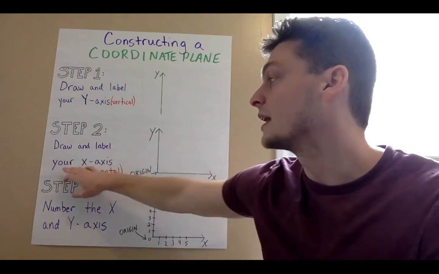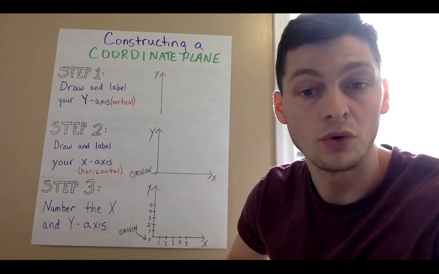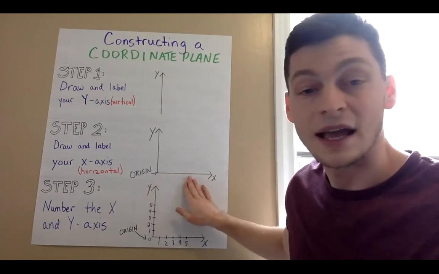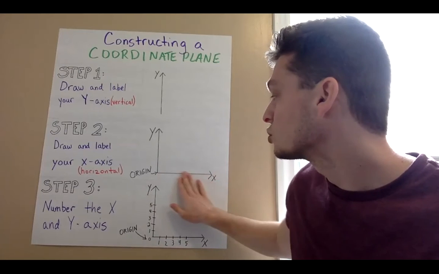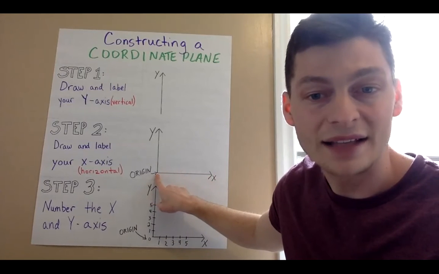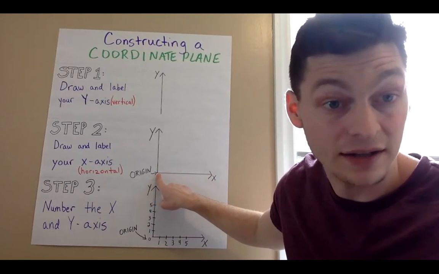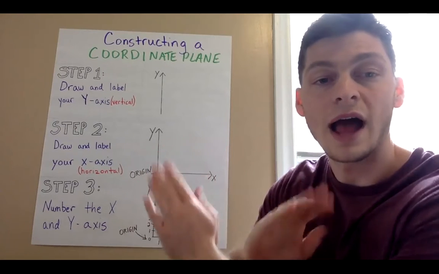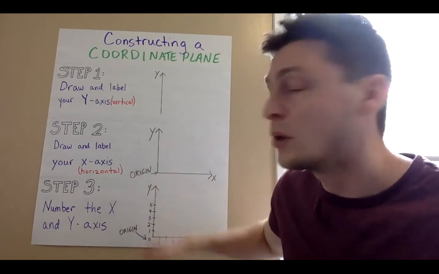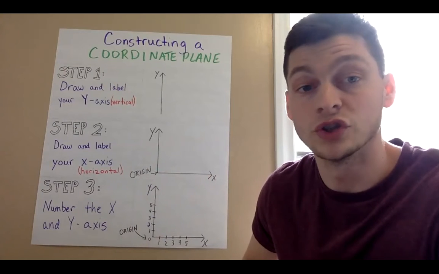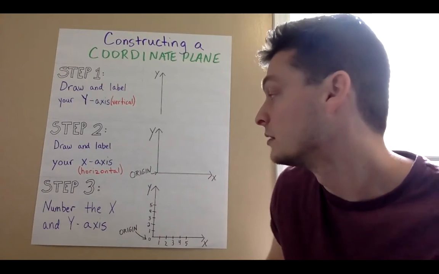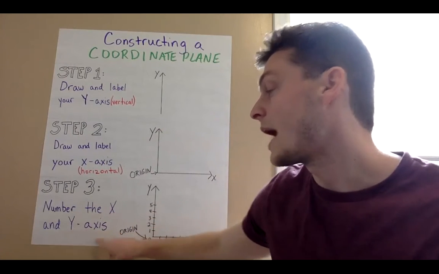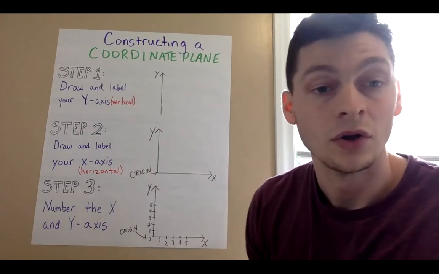I'm going to draw and label my X axis, which is my horizontal axis. What's extremely important to note here is that with my straight edge, I made sure to have my X and Y axes intersect, right? Because if you remember, when we're creating a coordinate plane, we want our axes to intersect, and that point of intersection is called my origin, and I need to label that, okay? Lastly, for step 3, I'm going to number the X and Y axes, creating a number line, okay?